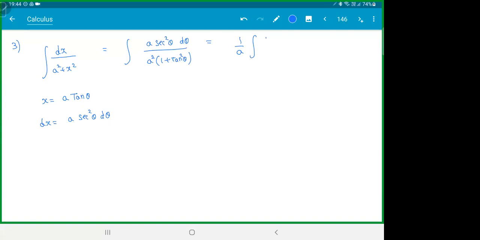So 1 by a integral d theta. This and this will cancel off. And we know tan theta is x by a. Theta is tan inverse x by a. So this is theta by a. So 1 by a tan inverse x by a. This is your third one. This will start encountering in gravitation, electrostatics, mostly in 12th things, but this will come a little more frequently. That's it. If you know these 3 integration substitutions, you can handle all the integration problems in physics.